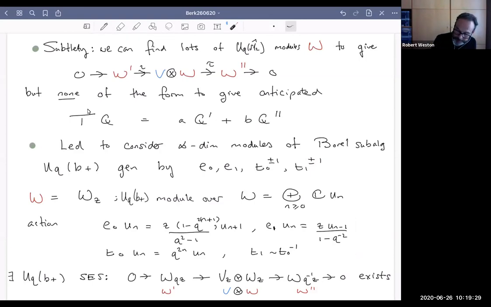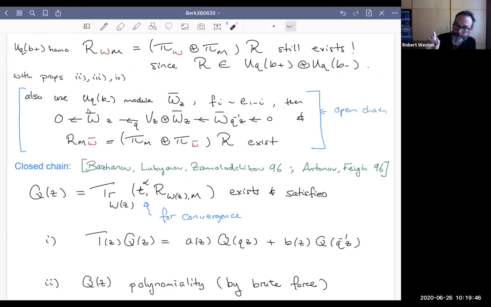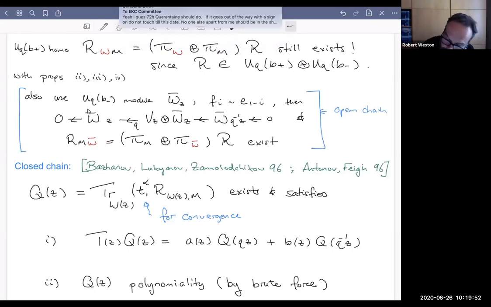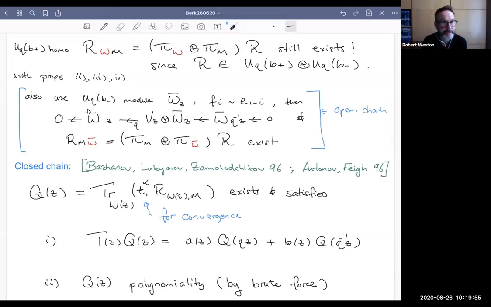And the point is, for this type of representation, there is a short exact sequence, but it's a UQB plus short exact sequence. So it's a Borel subalgebra short exact sequence, not of the full algebra. But it's still good because the R matrix still exists for these representations.